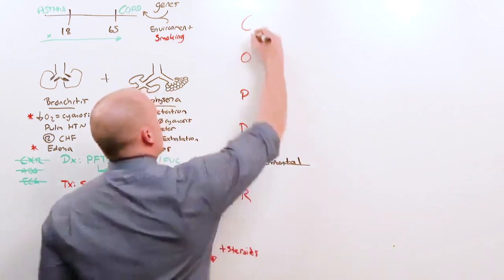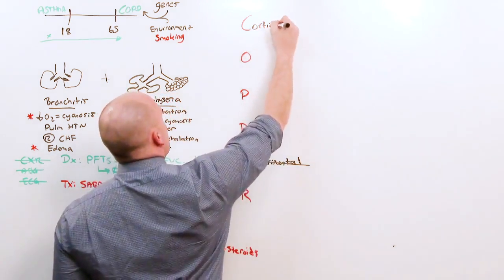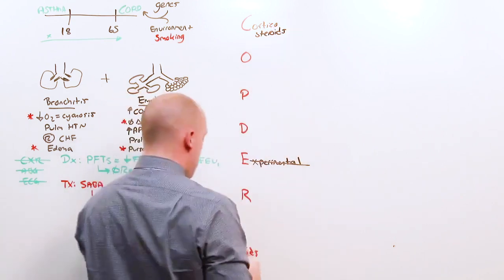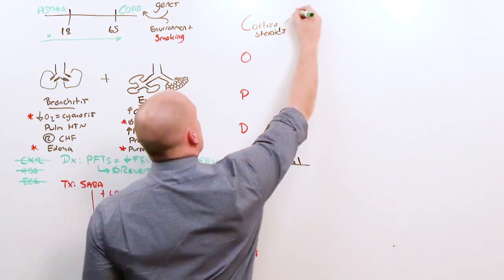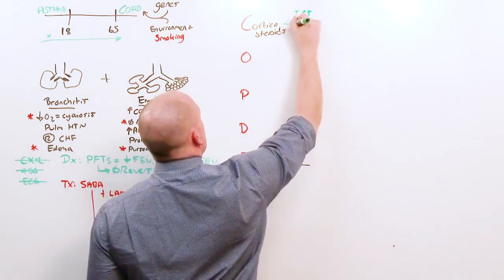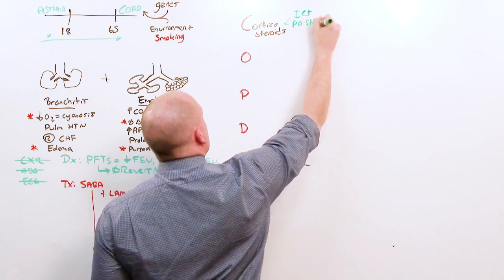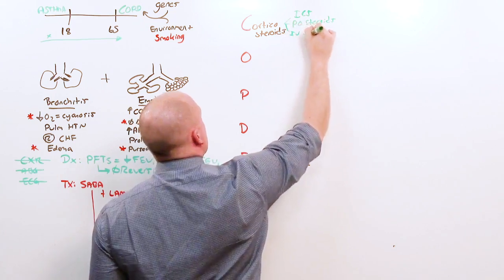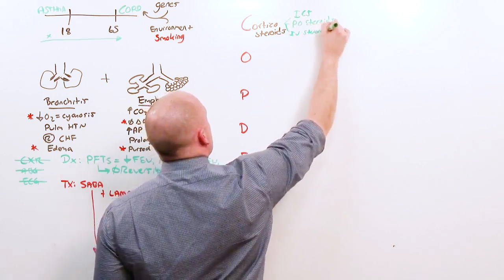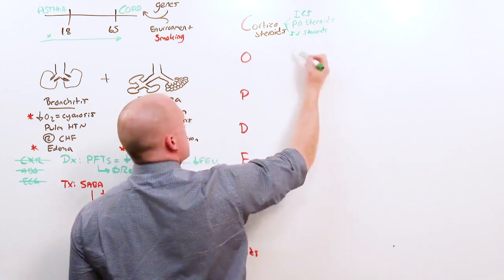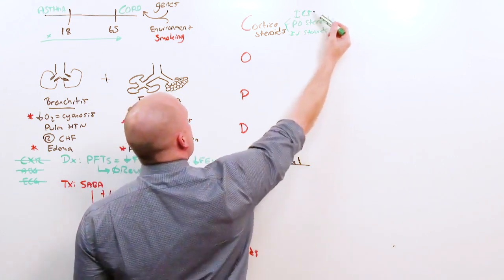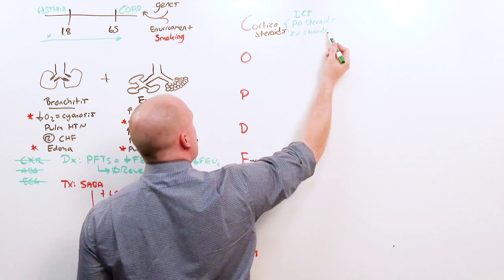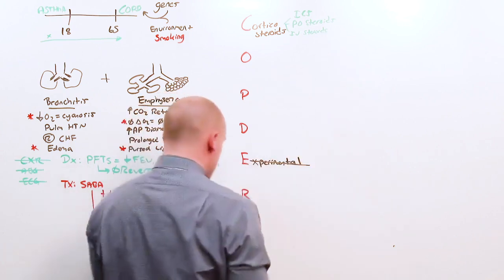The C stands for corticosteroids. This comes in a number of forms. It's going to be the inhaled corticosteroids, oral steroids like prednisone, and IV steroids like methylprednisolone. And you can see this sort of as stable COPD, really bad COPD, COPD exacerbation.